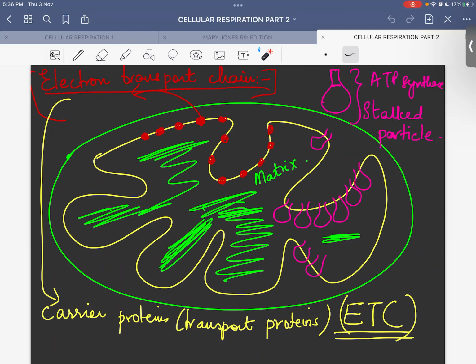अच्छा, क्रिस्टी के ऊपर ये ट्रांसपोर्ट मॉलिक्यूल्स भी लगे हुए हैं जिनको हम शॉर्ट फॉर्म में ETC कहते हैं, इलेक्ट्रॉन ट्रांसपोर्ट चेन कहते हैं. ये क्या करते हैं? These also help in ATP synthesis. How? We will be doing it later on.